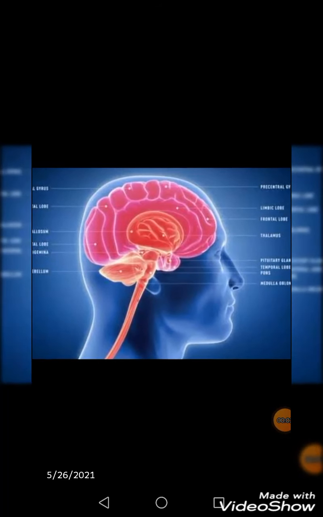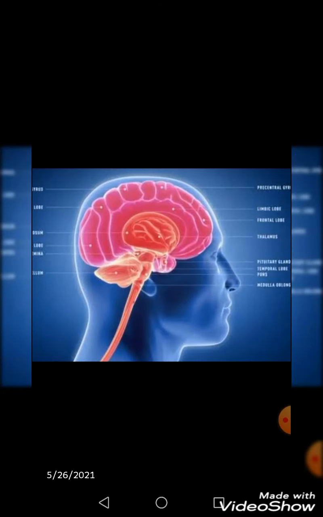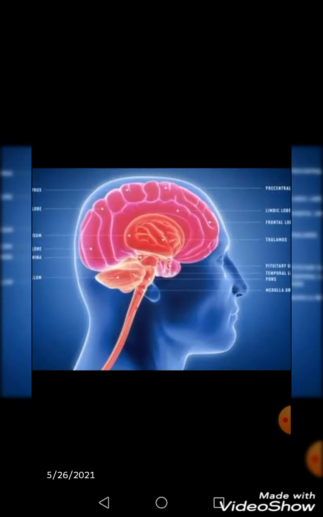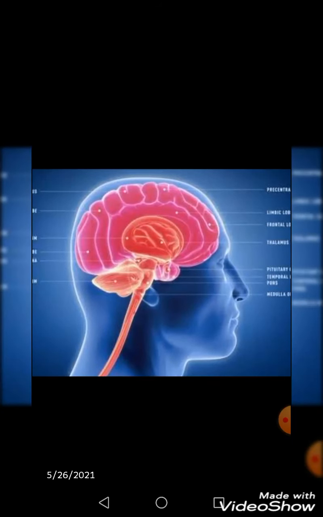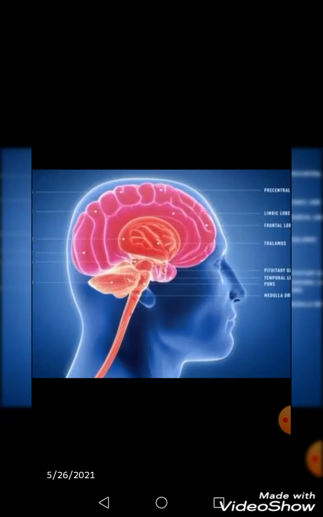Bismillahirrahmanirrahim. Today we are going to study the covering of your brain called meninges and the part of your brain, the cerebral cortex. In the picture, you are looking into the brain and the spinal cord, and you should know that both these structures are protected inside the skull and the vertebral column.